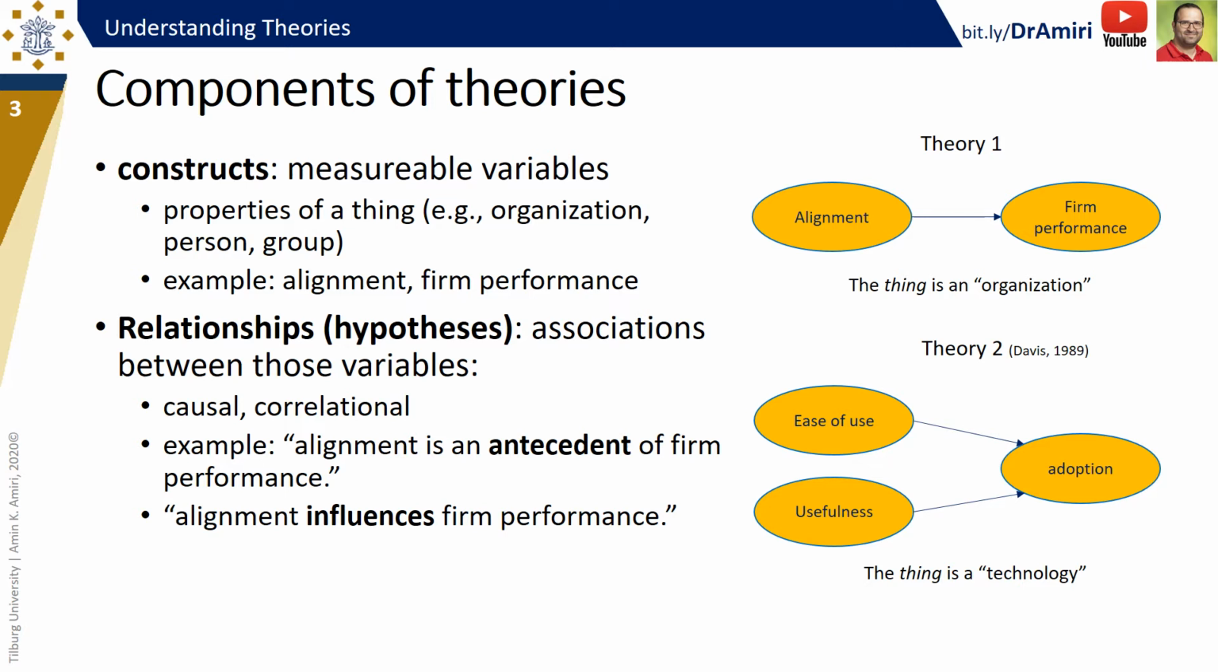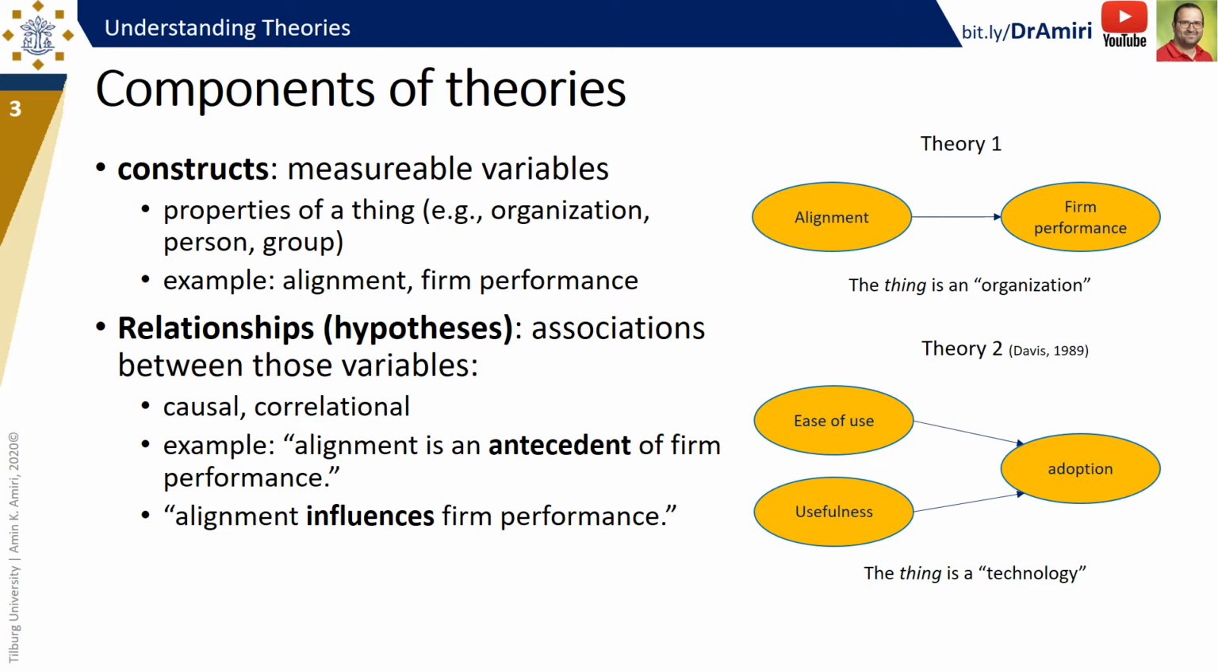The second component of a theory is relationship. A relationship is an association between two variables. It is usually causal or correlational. That means if we have alignment and performance in theory one, if we increase alignment, performance will be increased. This is an example of a correlational association.